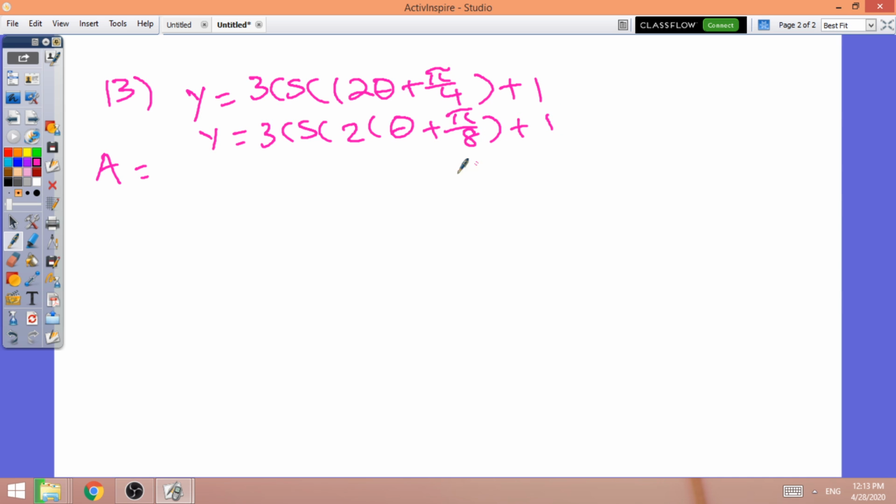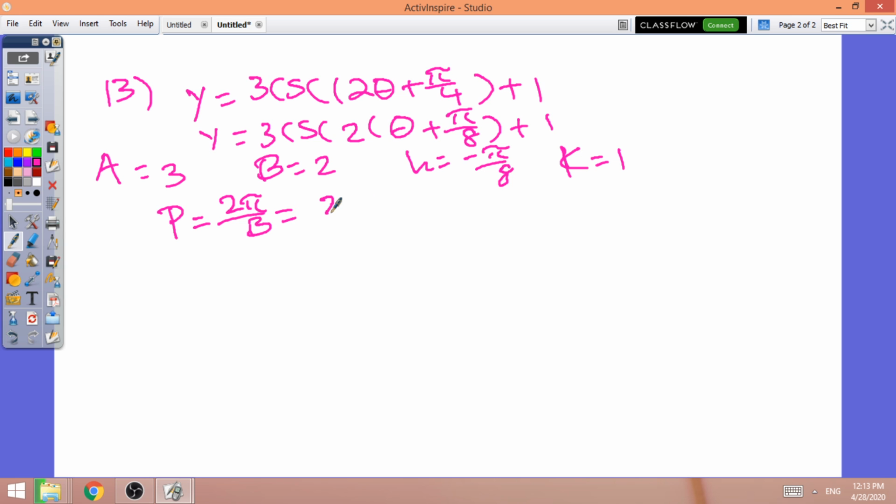And then plus 1. So the initial value of A is 3. The scale factor is 2. H is negative pi over 8, because that's negative over negative, which is positive. And the value of K, that'll be 1. So find the period. The way to find the period is 2 pi over B. So it's 2 pi over 2, which is pi. And also we do know that it's the ultimate form. If that's the ultimate form, we have to do the one cycle test.